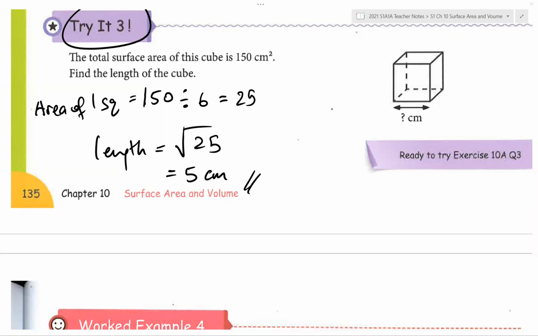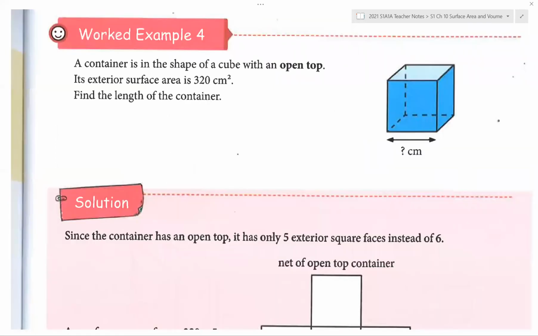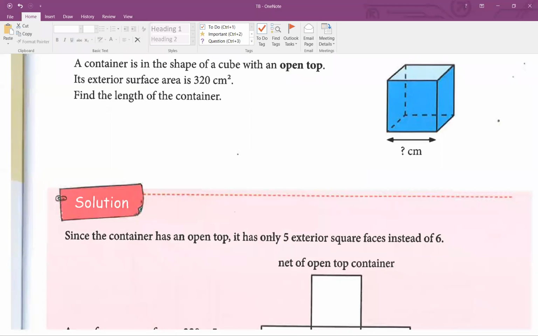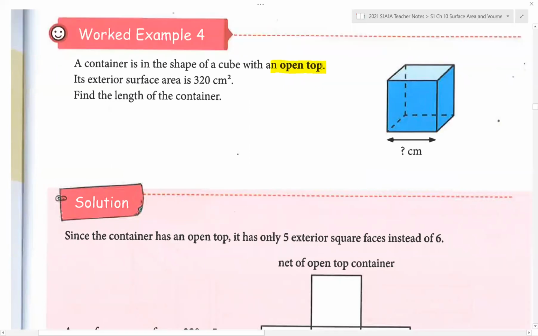Okay, next one. Oh, keyword over here. Can you highlight this? Open top. Highlight open top. What does open top mean? Yeah, like this. The top is open. Okay. Now, if it is open top, then how many squares are there? 5 only. So find the length of the container. Exterior surface 320. So what is area of one square?